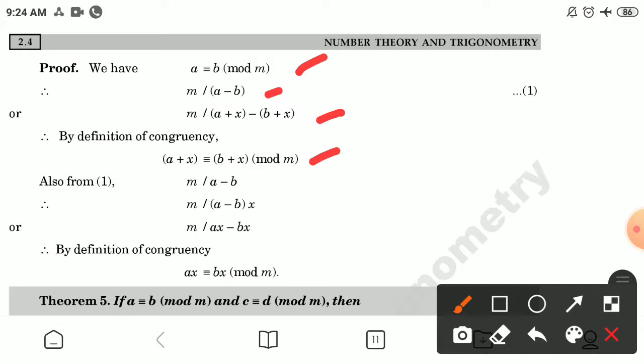Also, from the first, M divides A minus B, therefore M divides (A minus B) into X, or M divides AX minus BX. Therefore, by definition of congruency, AX is congruent to BX mod M.